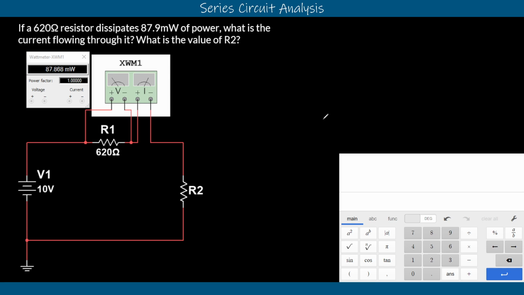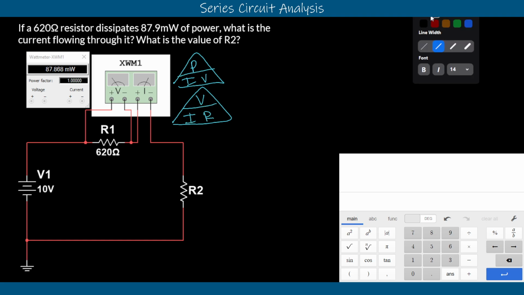So we want to use that power and that resistor to determine the current through the circuit, and that current is going to give us some information about R2. So that is our goal. Let's pull out a couple of laws: our power law, P equals I times V, and then our Ohm's law, V equals I times R. We can combine these two laws together to solve for other values.